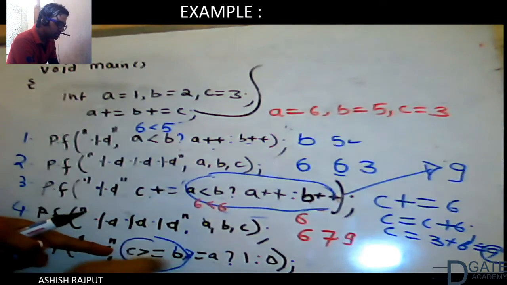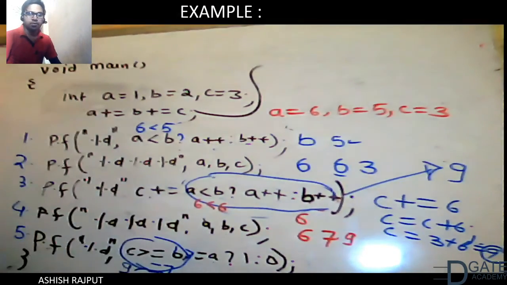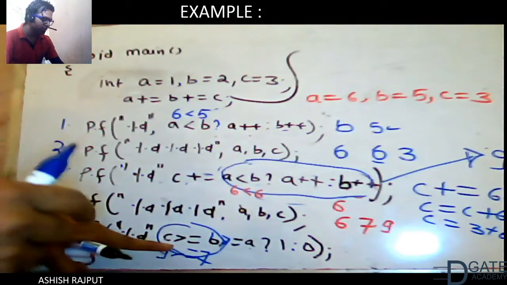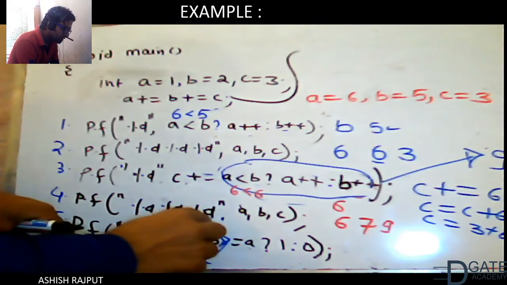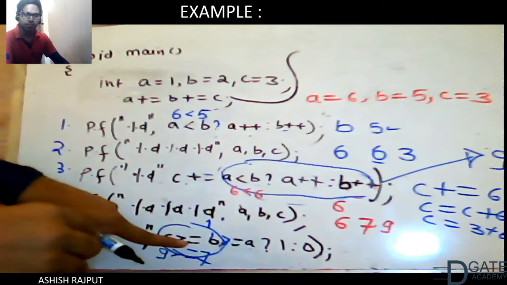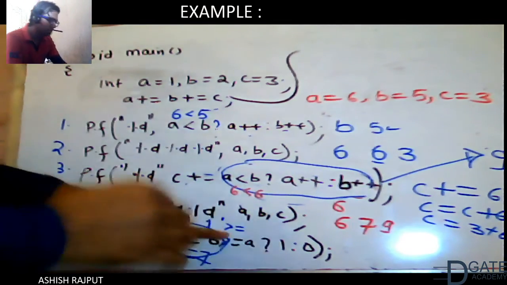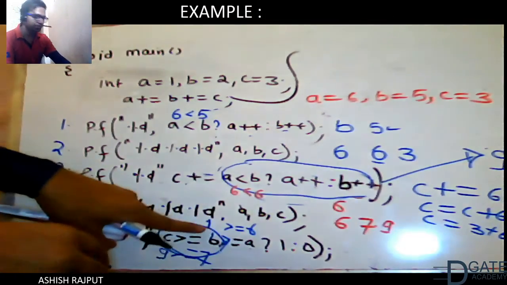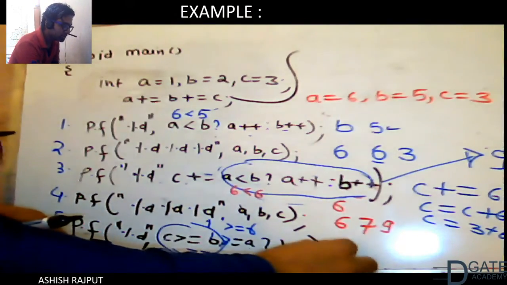So C greater than or equal to B. What is C? 9. 9 greater than or equal to 7. Condition is true. So what will be returned? 1. Then 1 is greater than or equal to, what is A? A value will be 6. So this will be false, and since it is false, expression 2 will be executed.